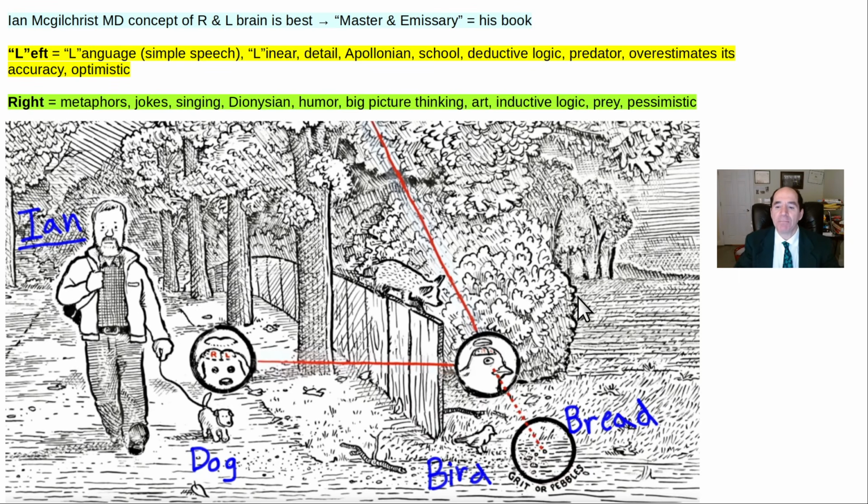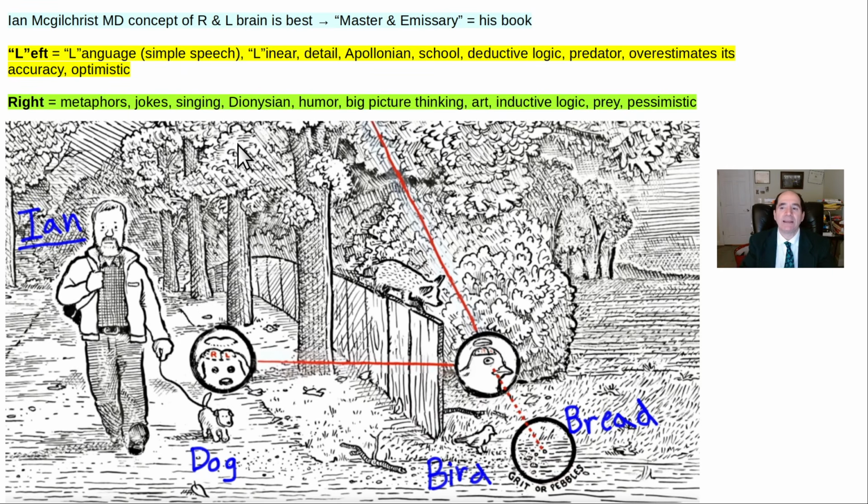Okay, and it's been said that men and women think a little bit differently. Men have more of a predator mentality. Women have a little bit more of a prey mentality, and they see and think about the world differently. Okay, the left side of the brain is also Apollonian, like Apollo. Again, that logical, clear, deductive thinking. And it tends to really overestimate how smart it is and what it can do.